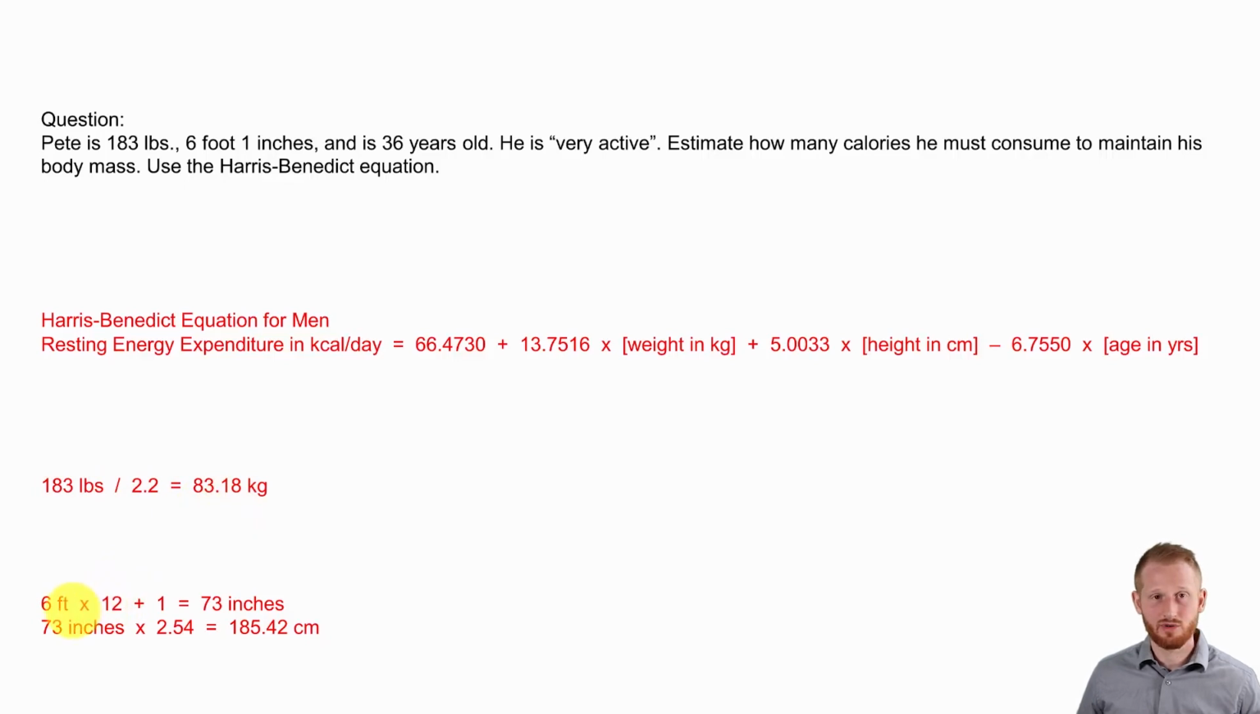The height of the person, he was 6 feet 1 inch tall, so 6 feet times 12 inches per foot, plus the extra inch gives us 73 inches. Then 73 inches times 2.54 gives us the centimeters, so 185.42 centimeters. Note that I'm going to be keeping all the decimal places as I go, just to make sure I don't have any rounding errors. I'm going to do this probably to an excessive level. You certainly don't need the level of decimal places that you'll be seeing me do here in a moment.